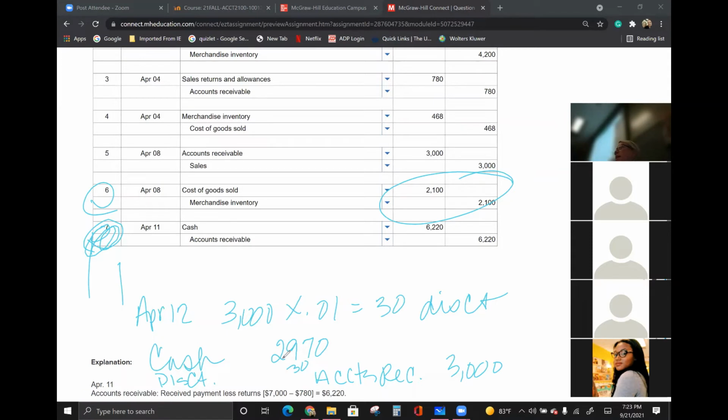So I'll have a debit to cash for $2,970. That's the money I'm receiving. Then I have my debit to the sales discount, which is a contra account, right? It offsets my sales for the $30, and then credit accounts receivable for the full amount to get rid of it off the books, $3,000.